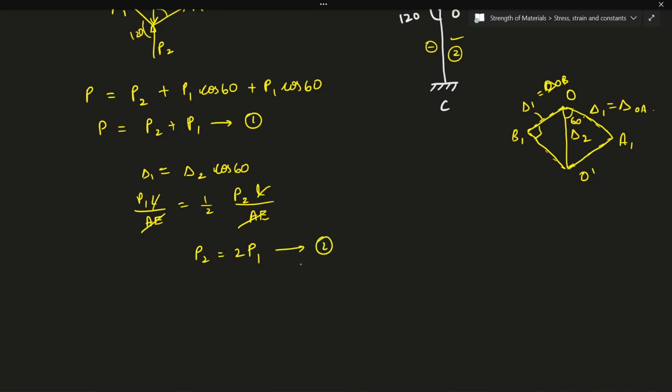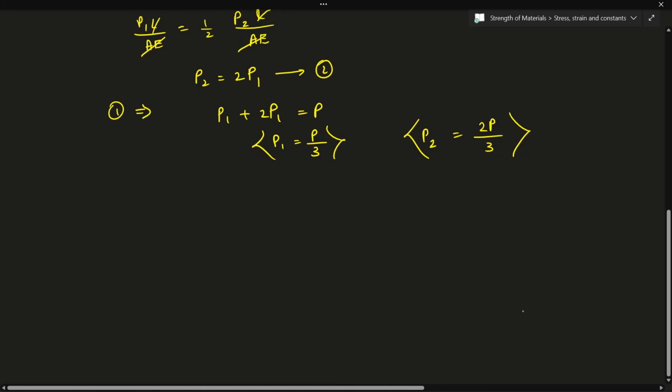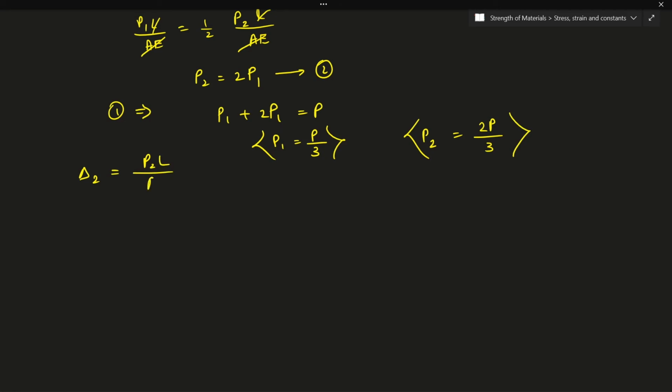I'll call this equation number 2 and apply it in equation number 1. Equation 1 becomes P1 plus 2 P1 is equal to P, so P1 will be equal to P by 3. Now P2 will be equal to P minus P by 3, that is 2P by 3. The vertical displacement, delta 2, is equal to P2 L by AE. If I apply the P2 value, that is 2PL divided by 3AE. So this is the vertical displacement of point O.